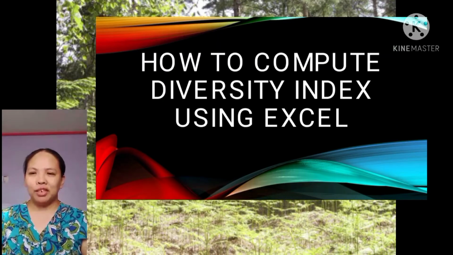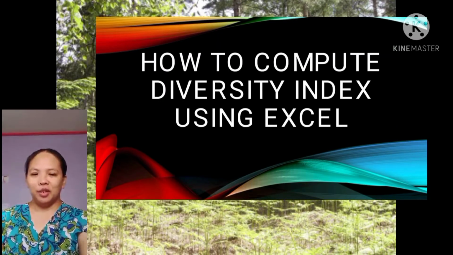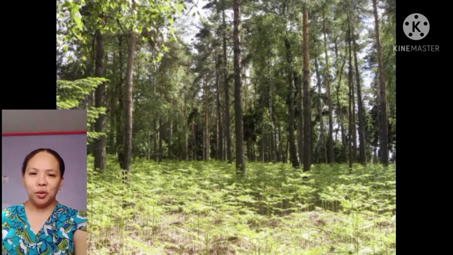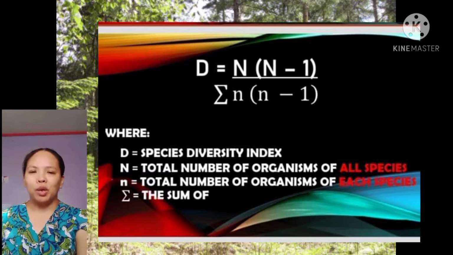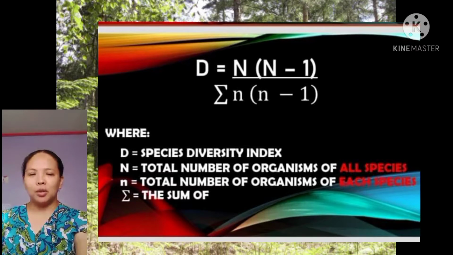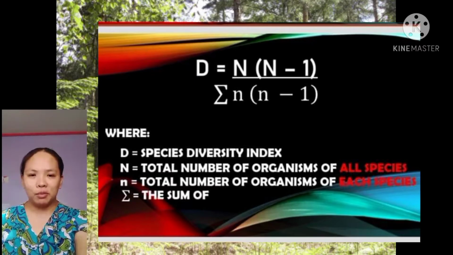How to compute the diversity index using Excel. Let us first identify the equation to use in computing the diversity index. D is equal to capital N multiplied by capital N minus 1, over the summation of small n multiplied by small n minus 1, where D is the species diversity index, capital N is the total number of organisms of all species, small n is the total number of organisms of each species, and the summation is the sum of.